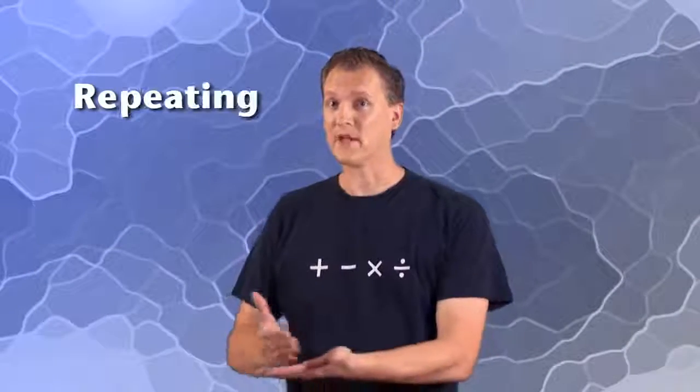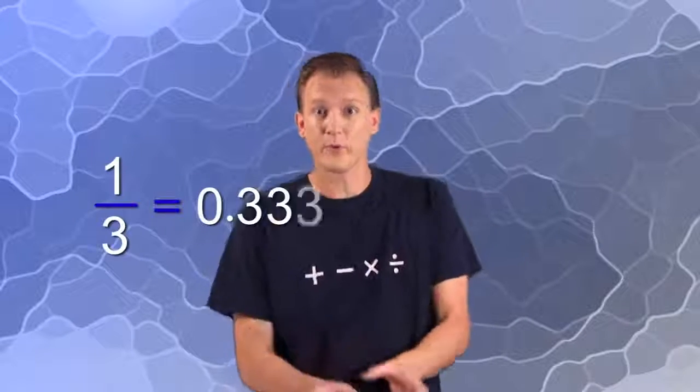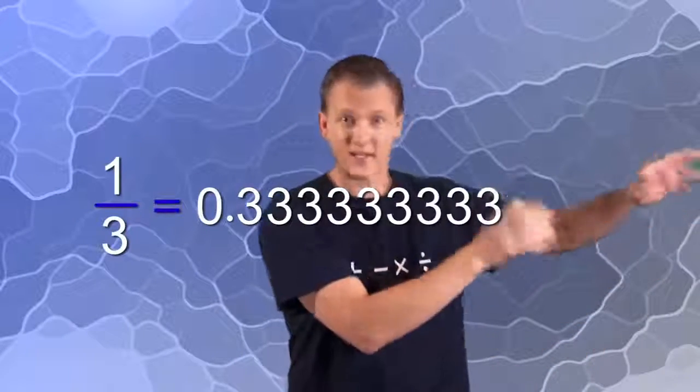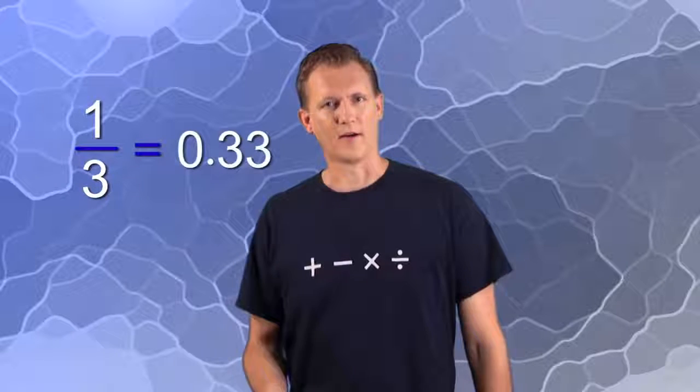Some fractions are like that. If you divide them, you'll see a repeating pattern of numbers that continues on forever. So the decimal value of 1/3 is 0.333333333, and 3's that keep on going forever. But since we can't keep writing 3's forever, we can just stop and round the number off. Or we can use this special symbol that means this number repeats forever.